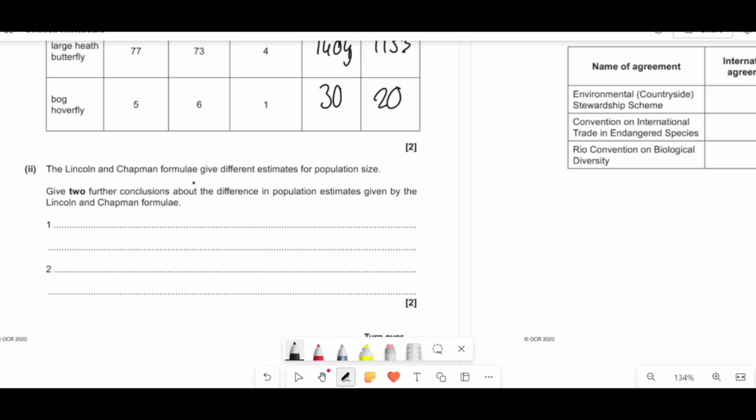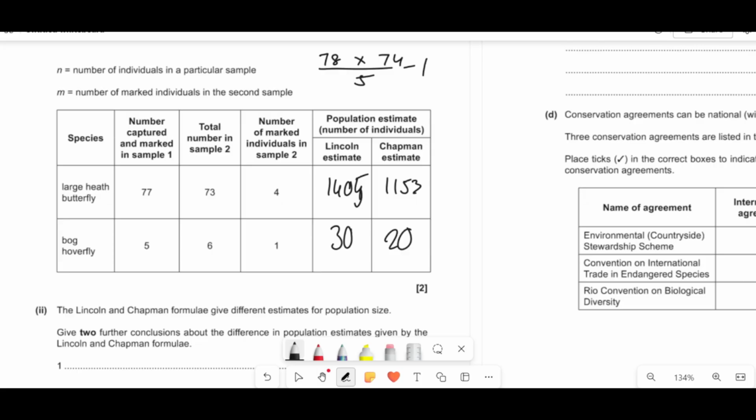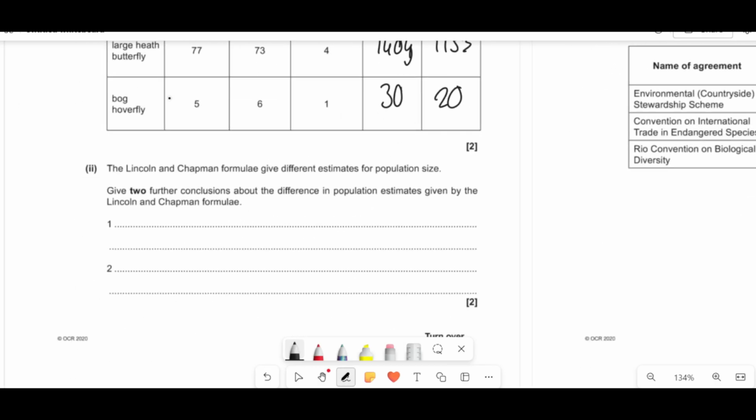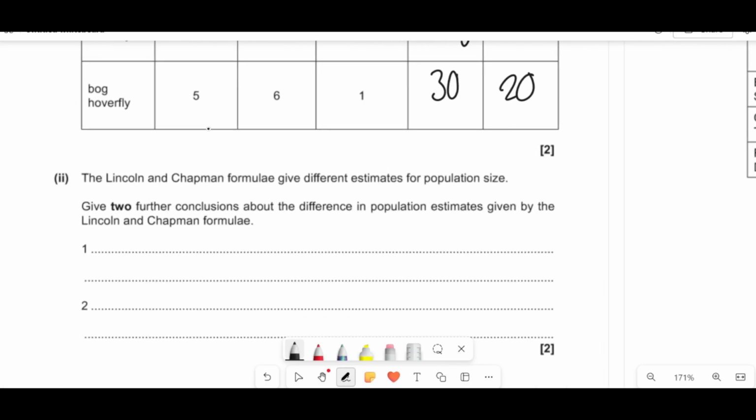The Lincoln and Chapman formulae give different estimates for population size. Give 2 further conclusions about the difference in population estimates given by the Lincoln and Chapman formulae, right? So we need to actually look at these numbers and interpret them. Here, the Lincoln estimate for the large heath butterfly is a lot higher than Chapman, and it's also higher here and there. So immediately, it's just saying they give different values. What else can you say?